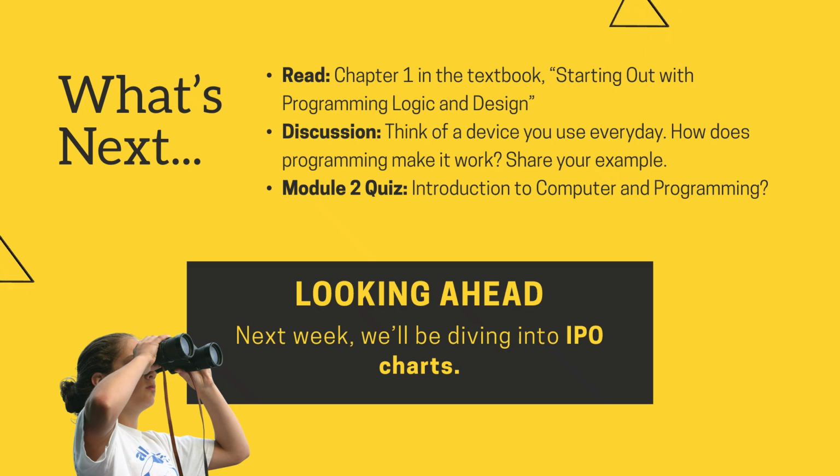But for this week, what I want you to make sure that you do is to read chapter 1. Now, if you haven't gotten your textbook, please reach out to the bookstore and get your textbook. It's going to be a helpful resource in addition to these lectures, moving forward. So you'll read chapter 1. That's going to help you with the quiz for this week. And then you're going to have a discussion post, where you're going to think of a device that you use every day, and think about how programming actually makes it work. I want you to share your example. And then don't forget to respond to at least 2 of your peers' posts.